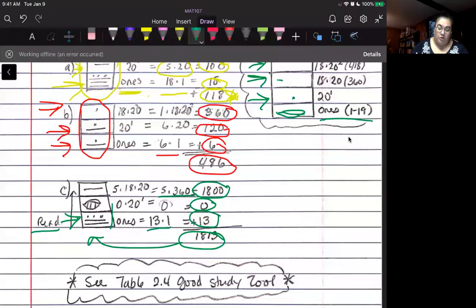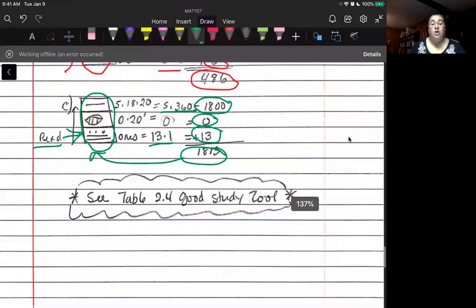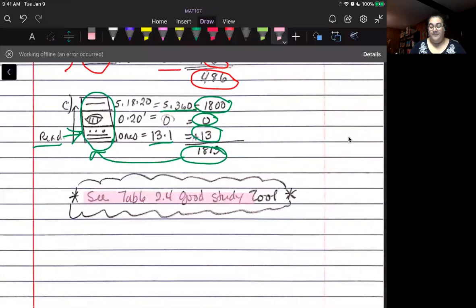I hope that made some sense to you, because I know the homework is going to ask you to do some of this kind of calculation. All right, a good tool to help you understand these numeration systems is table 2.4, okay? So please go and look at it. Table 2.4 is found, I believe, on page 65, but I'm checking that for you right now. It's at the bottom of page 64, okay? So it's a good thing to look at. It helps to establish some of the basic concepts that we've discussed in the systems that we've talked about today.